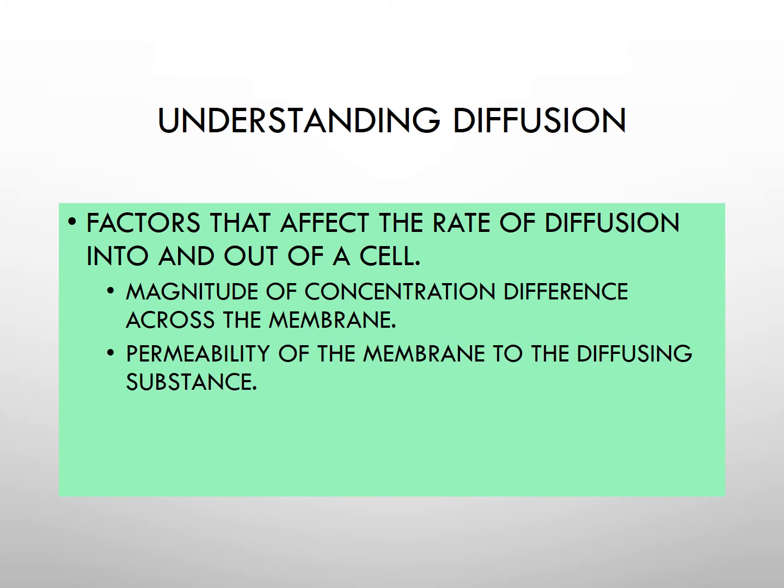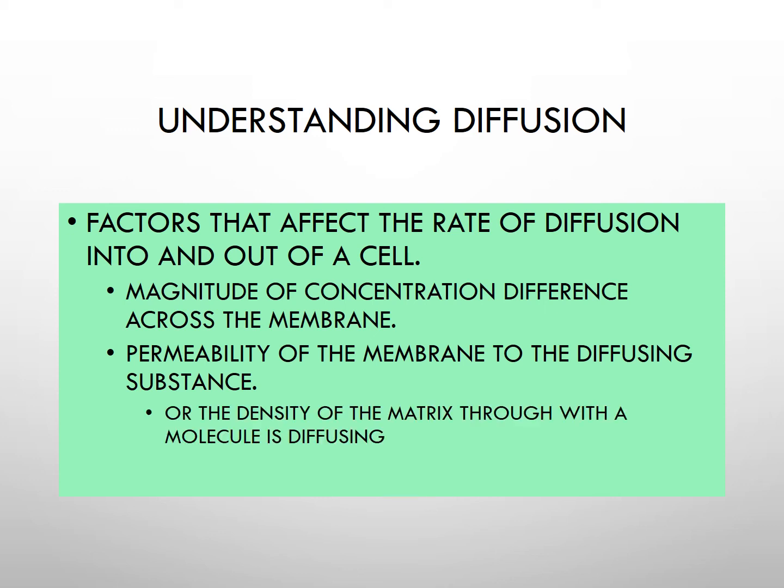The permeability of the membrane to a diffusing substance can also influence the rate of diffusion. If we were to increase the length of the fatty acid tails in the membrane, making it slightly thicker, then that's going to lead to a reduction in the rate of diffusion across the membrane. Likewise, shorter fatty acids are going to lead to a thinner membrane that allows an increased rate of diffusion.